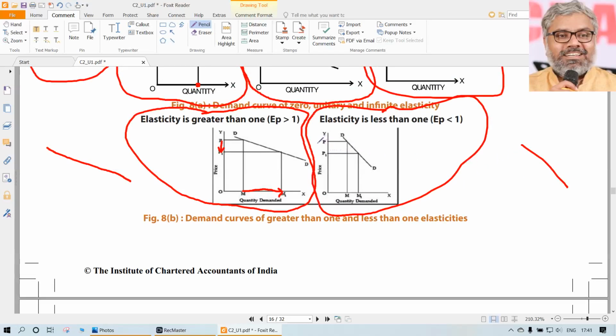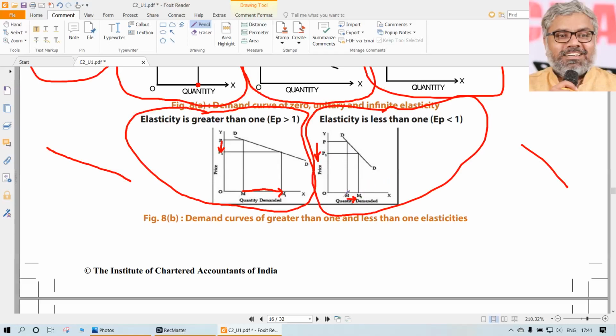It means here, if you observe once again the distances, from P to P1 there is a big decrease in the price, but the quantity demanded increased only a little bit. It increased, but only a little bit. So for a huge decrease in price, the increase in quantity demanded is only small. Once again, what can we conclude?